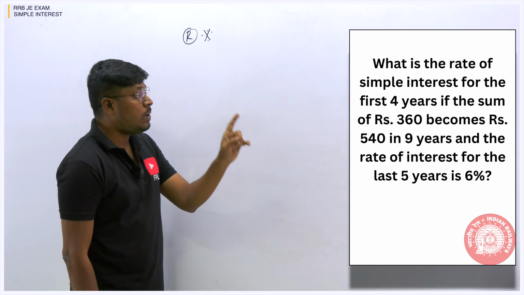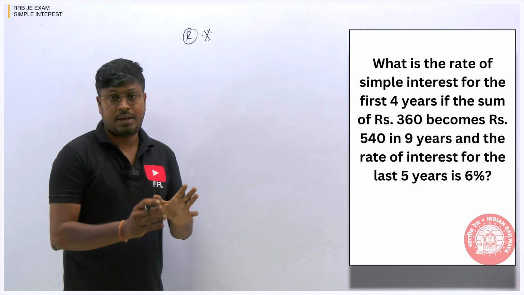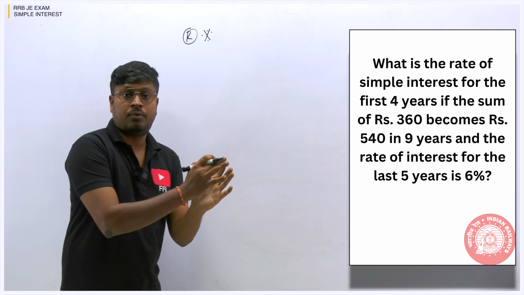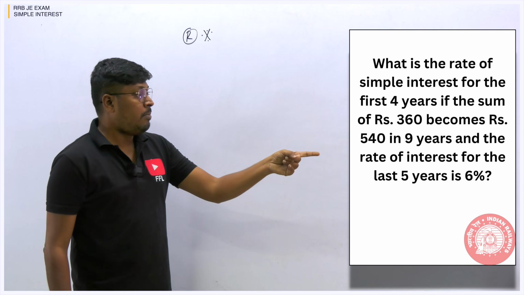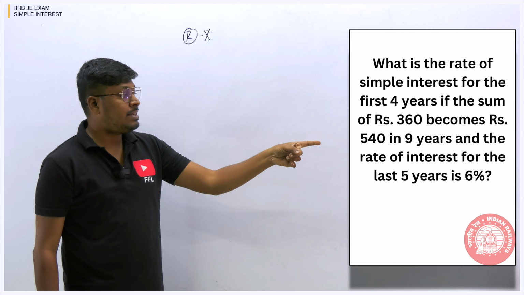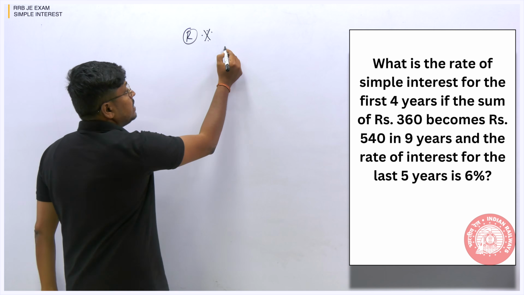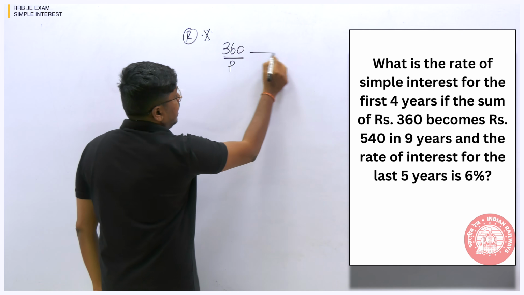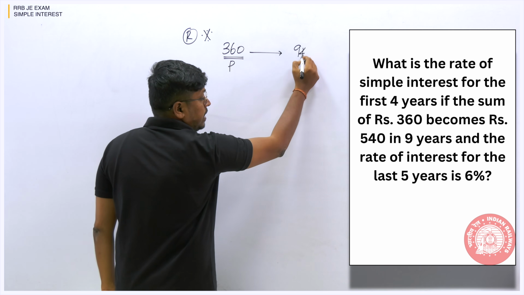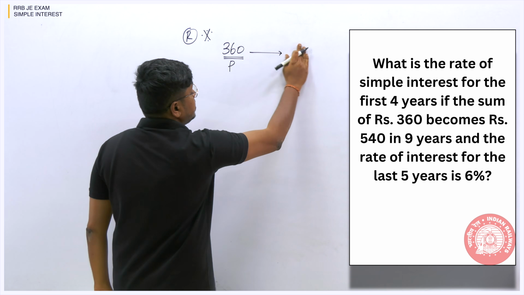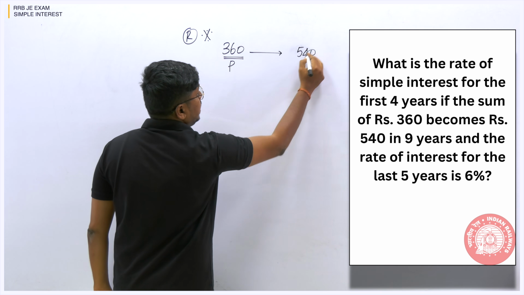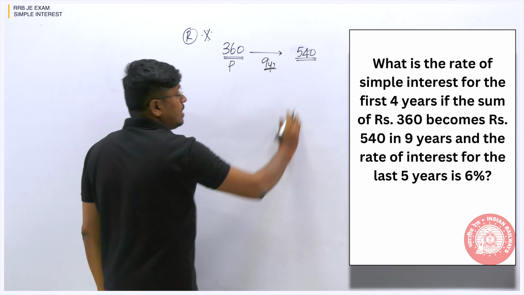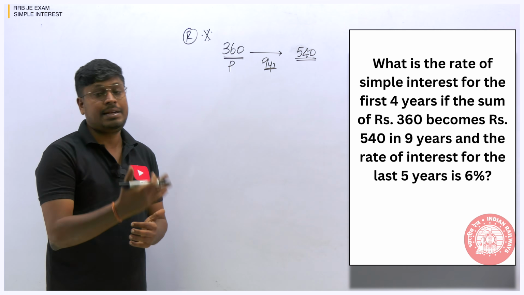What is the rate of simple interest for the first 4 years? They are splitting the total 9 years into the first 4 and the last 5. And the sum of rupees 360 becomes 540 in 9 years. So 360 is the initial amount which acts as the principal, and this amount becomes 540, right? So 360 becomes 540 in how many years? 9 years. That means this 540 contains both principal as well as interest.